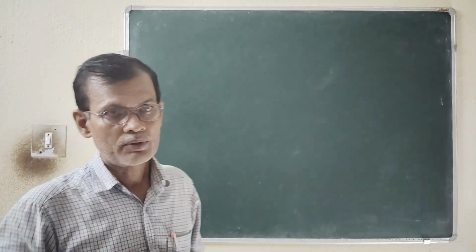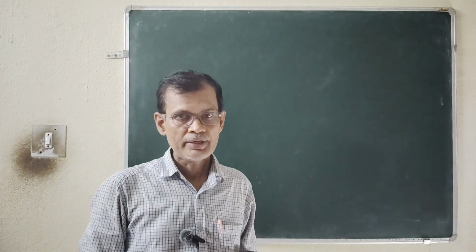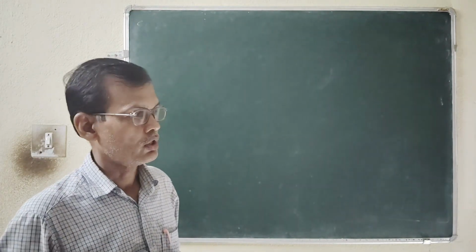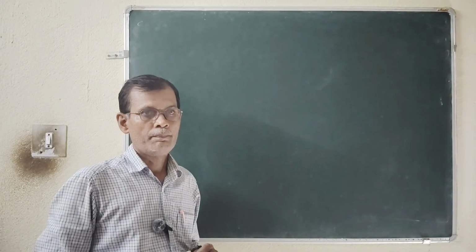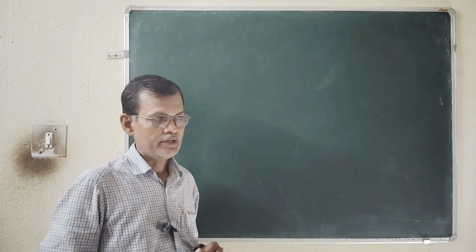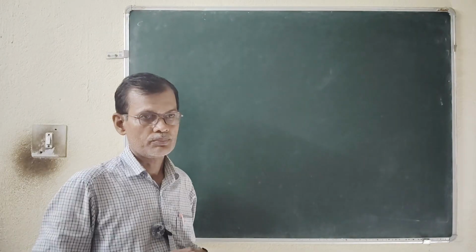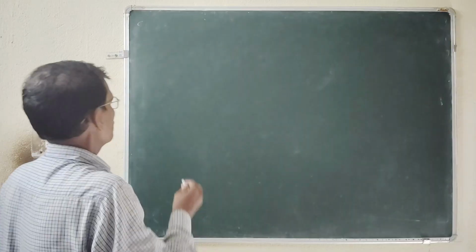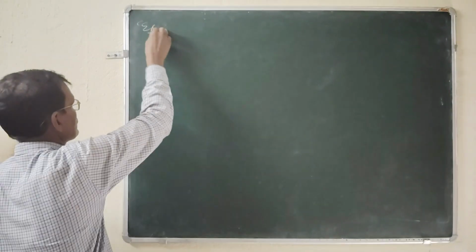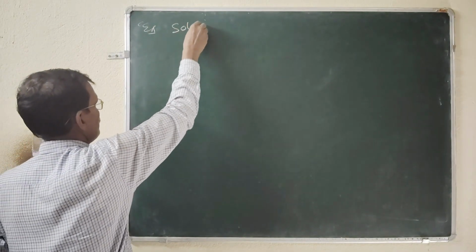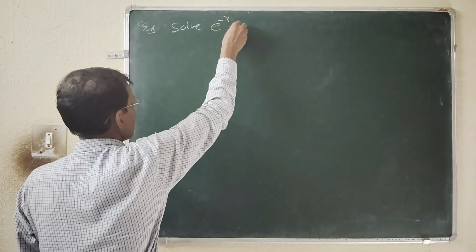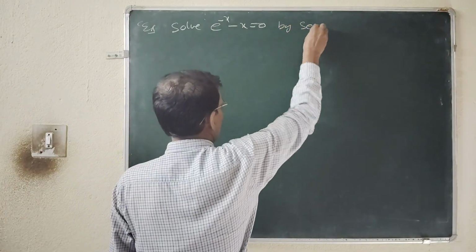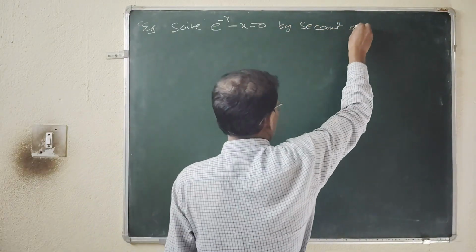After deriving the formula for the second method, now we will consider a numerical, and we will see how we use the second method to solve equations, and that is the beauty of the problem. In every problem we have to solve some numericals to get a clear idea about that problem. So we consider one example. Say, solve e to the power minus x is equal to 0 by the second method.